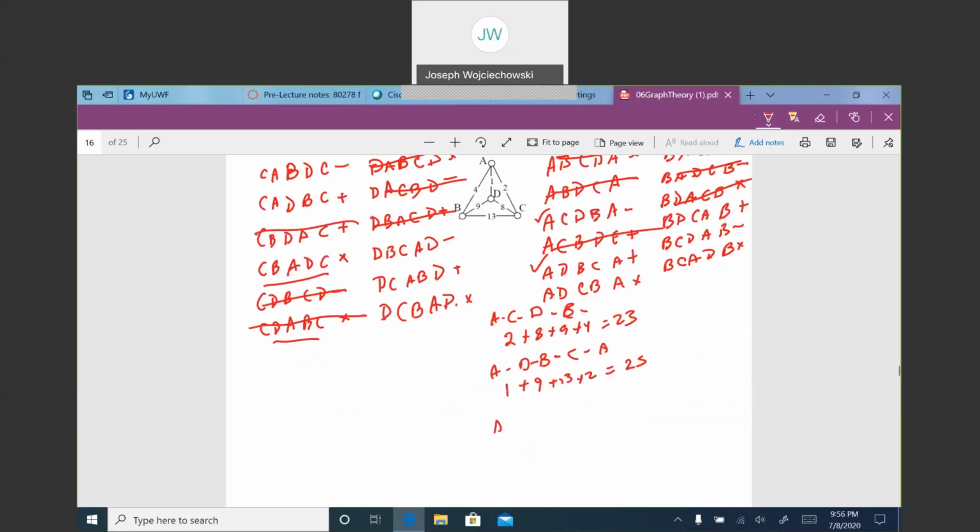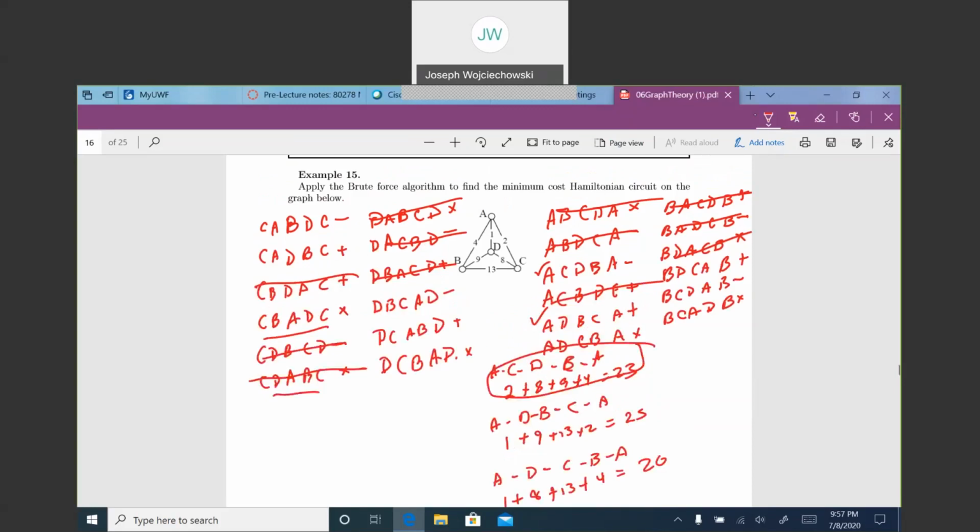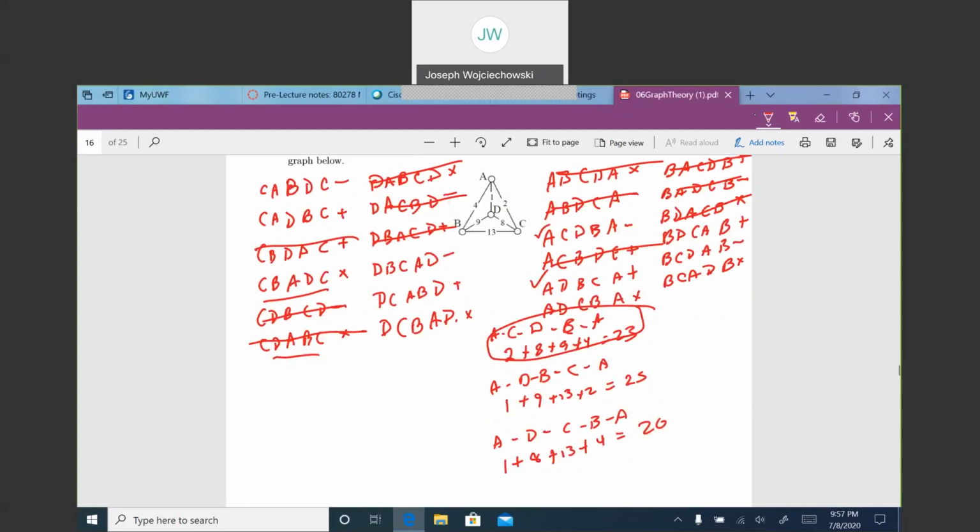Let's do this one more in the A. A, D, C, B, A. So we start with A to D, which is 1, plus D to C, which is 8, plus C to B, which is 13, plus B to A, which is 4, and this gives us 26. So right now, this one here appears to be the shortest. And the thing is, we'd have to do that through every one of these. So there's 12 of them. That's 3 of them. And find the shortest one, and that's how this works.